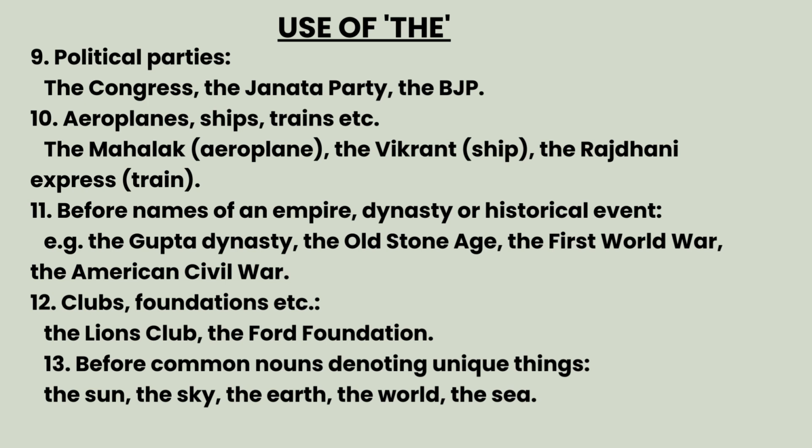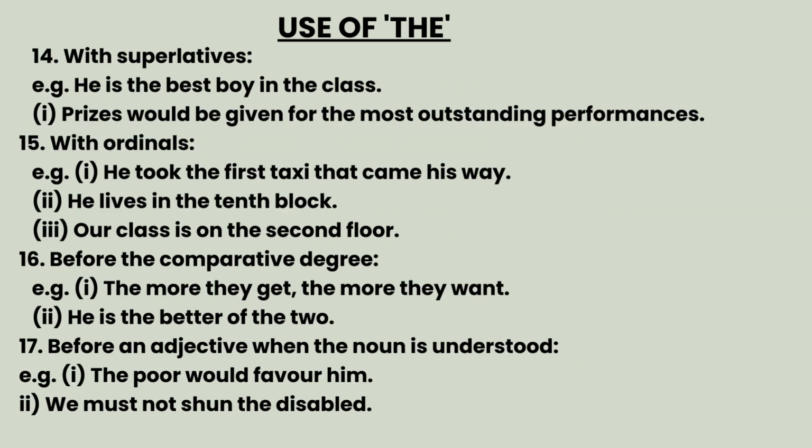Eleven, before names of an empire, dynasty or historical event. E.g., the Gupta dynasty, the Old Stone Age, the First World War, the American Civil War. Twelve, clubs, foundations, etc.: the Lions Club, the Ford Foundation. Thirteen, before common nouns denoting unique things: the sun, the sky, the earth, the world, the sea.